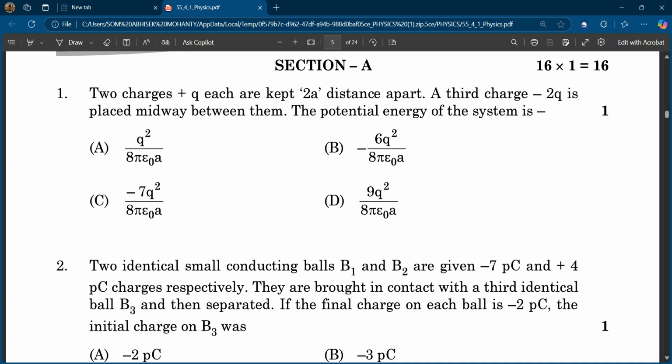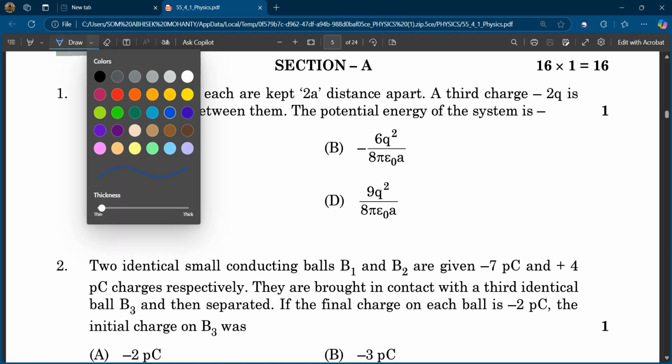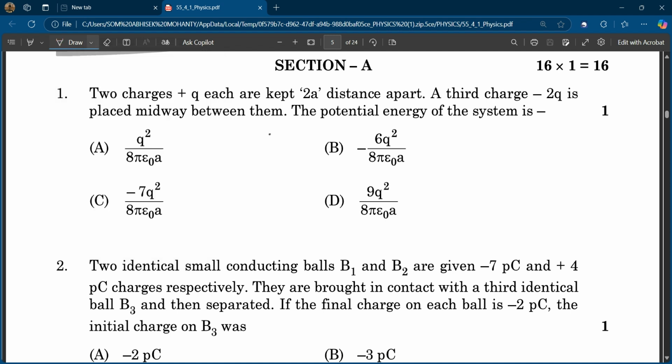Let's start. Two charges plus Q each are kept at 2a distance apart. The third charge minus 2Q is placed midway between them. So the potential energy of the system is how much? Two charges are there, one is plus Q, another is plus Q, each kept at a distance 2a apart. Third charge minus 2q is placed in between them. So minus 2q is here. The potential energy of the system.